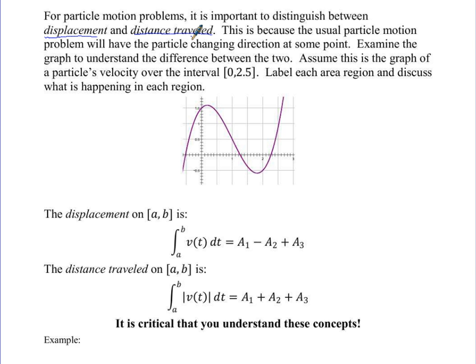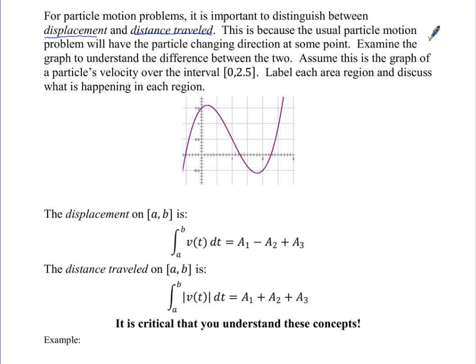A bunch of miles. But what was my displacement? 0. Okay? Even though I move, my displacement can be 0. So this is because the usual particle motion problem will have the particle changing direction at some point.